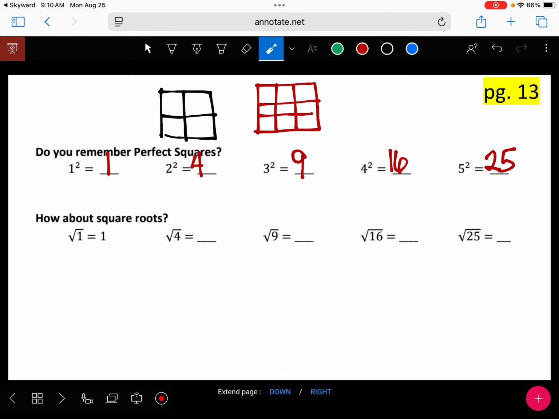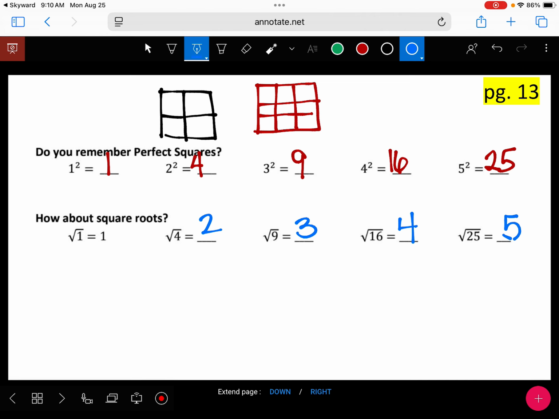All right, so the square root of 4, what number do I have to multiply against itself to get 4? That would be 2. The square root of 9 is 3. The square root of 16 is 4. The square root of 25 is 5.